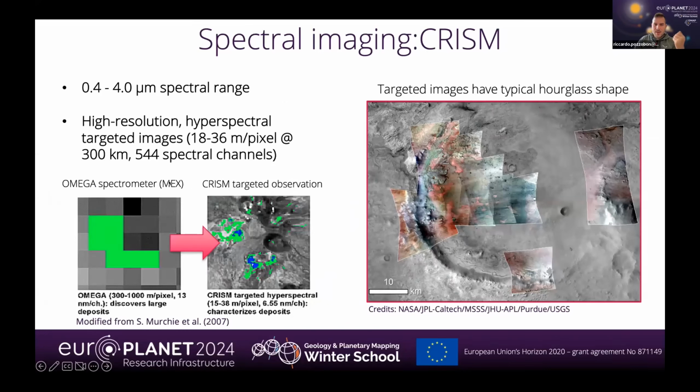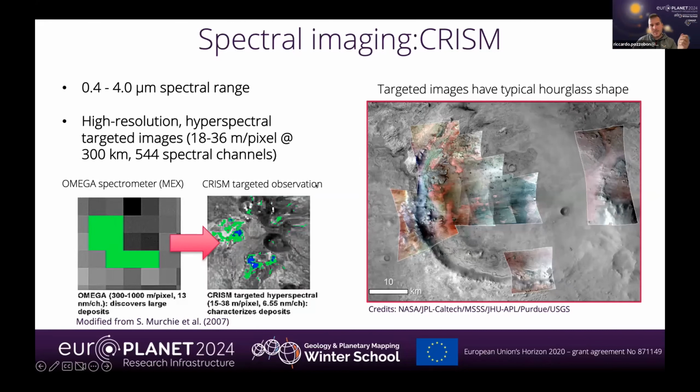So I talked about Mars Express. It had on board not only the HRSC camera, but also an Omega spectrometer, which has a resolution of about 300 to 1,000 meters per pixel. So one pixel is more or less half a kilometer or a kilometer wide. So it's good for observing large-scale objects on the surface of Mars. It is much less good to observe very, very specific objects.